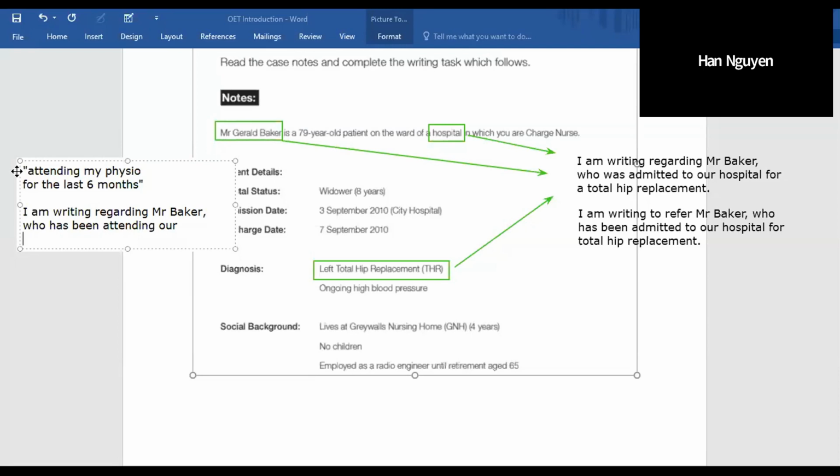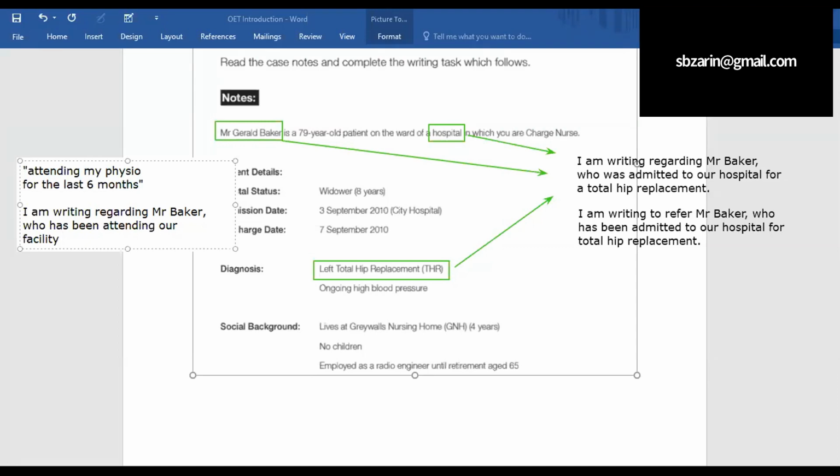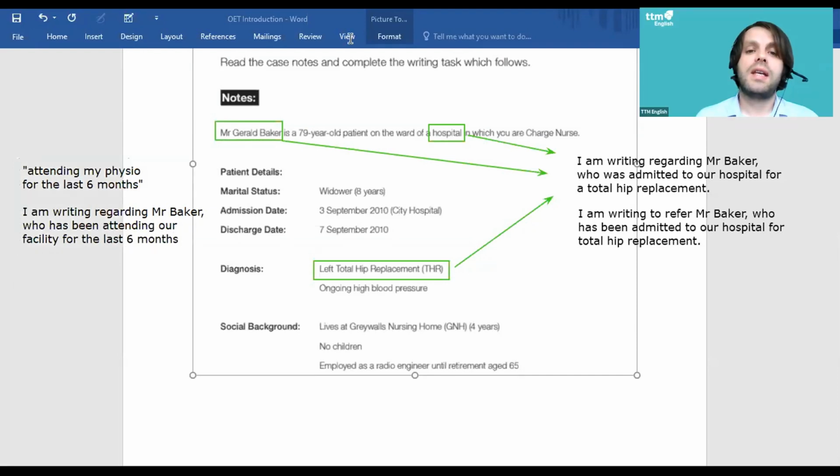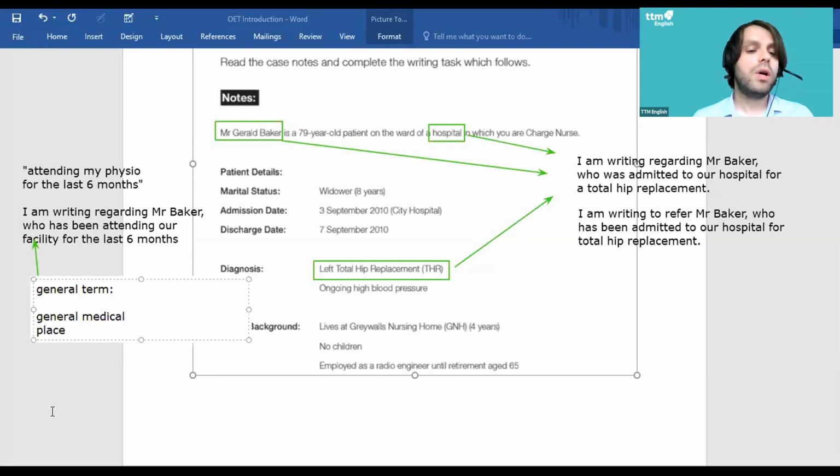Our rehab facility. Facility is always a very good word to use, actually, when you're not sure. Facility is very general. For the last 6 months. Okay, good. Little tip, guys: if you've used the word hospital too many times or used the word clinic too many times, you want a synonym. This is a general term meaning a general medical place. Maybe it's medical facility. Okay, any questions about this?